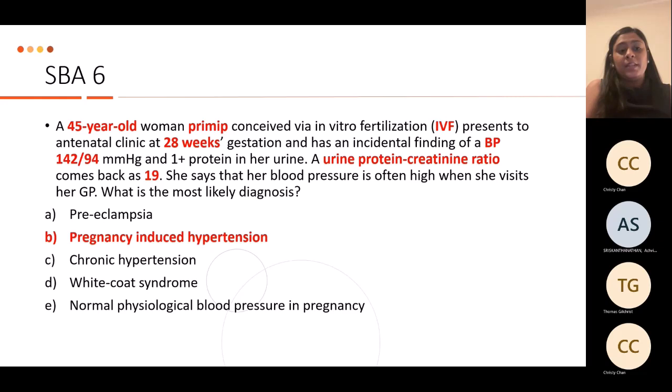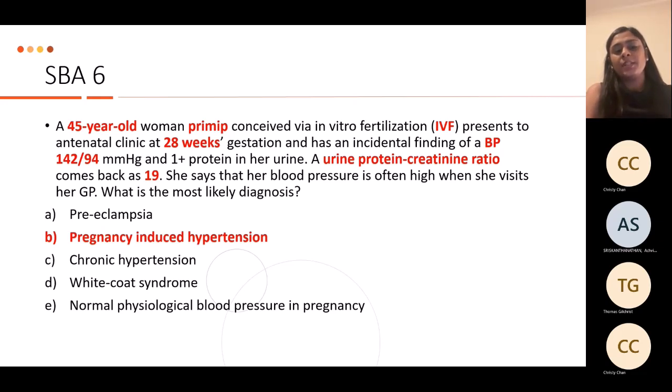So in this case, the answer here would be pregnancy-induced hypertension. So she has a few risk factors, the first one of which is her age. So she's 45 and she's a primip. We did mention this. And she used assisted reproductive techniques, so IVF, to conceive. She's 28 weeks in gestation, so she's more than 20 weeks. And she had a blood pressure greater than 140 over 90.